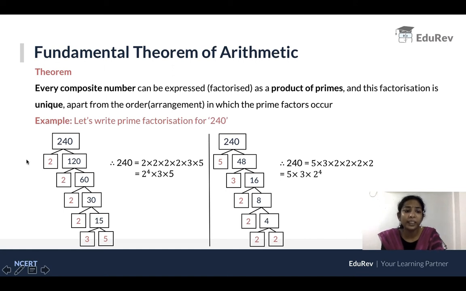If you look at these two terms, see, here it is 2 power 4 into 3 into 5. Here it is 5 into 3 into 2 to the power 4. The order in which you got the values was different, but the value was same. That is what the theorem says. So any composite number that you take and write in terms of product of primes, the factorization value that you are going to get will always be unique. I hope it is clear. I am moving on to the next slide.